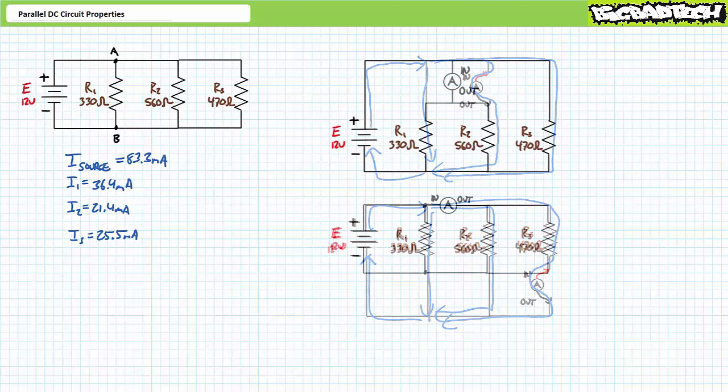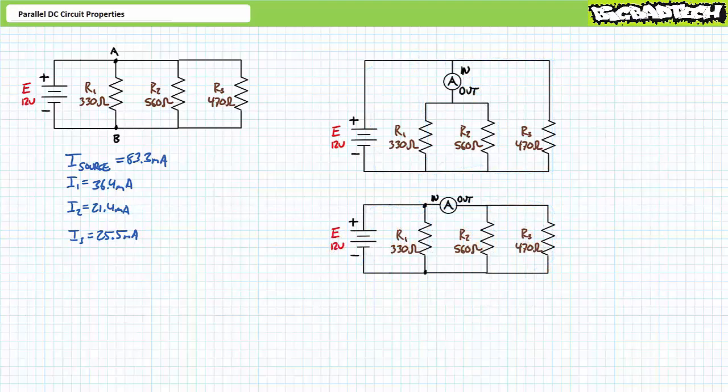As an additional challenge exercise to the viewer, I invite you to predict the amount of current measured by ammeters configured in the following two fashions. If you're struggling, here's a hint. Use Kirchhoff's current law and visualize how current flows through this system.